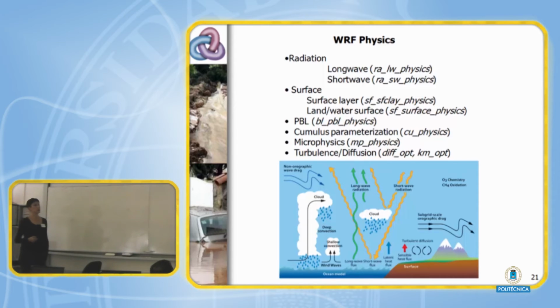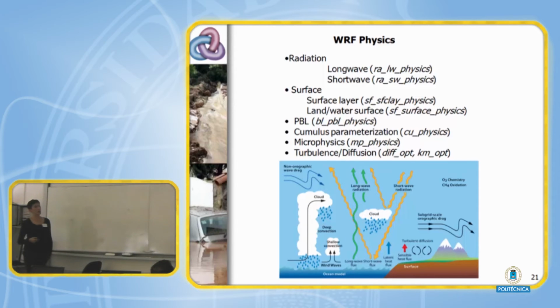First of all, we have to include radiation, long wave and short wave radiation, then surface, in a way that we have to treat the surface layer, the lowest layer in the atmosphere, and land and water surface, then PBL or planetary boundary layer, then cumulus parameterization, microphysics, what is happening in the clouds, and turbulence and diffusion. And this is a nice plot of what we have to include in physics and how it is done in WRF physics.